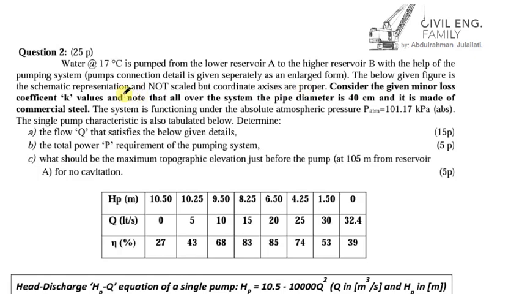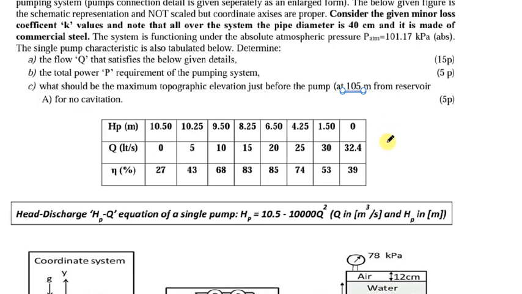Consider the given minor loss coefficient K values, and the pipe diameter is 40 and it is made of commercial steel. The system functions under absolute atmospheric pressure 101. The single pump characteristic is also tabulated below. Determine the flow rate, then the power, then the maximum topographic elevation just before the pump, for no cavitation for sure. They also mention the distance, same as before. So here you have this one, the curve, if you are interested in solving with the curve, and we also have the equation.